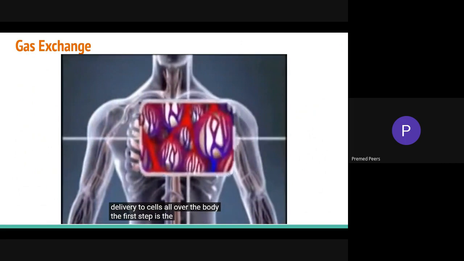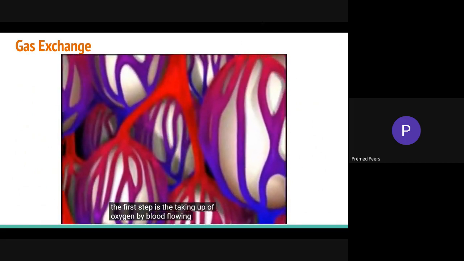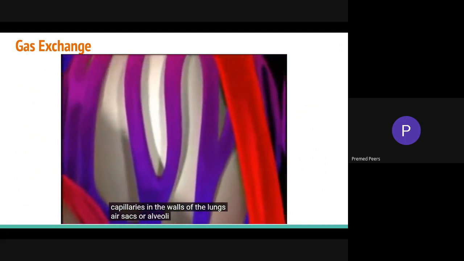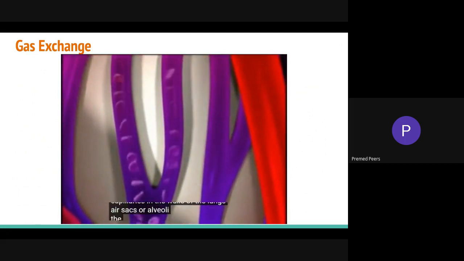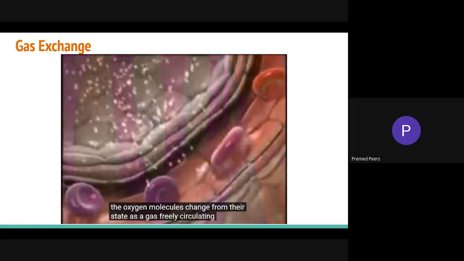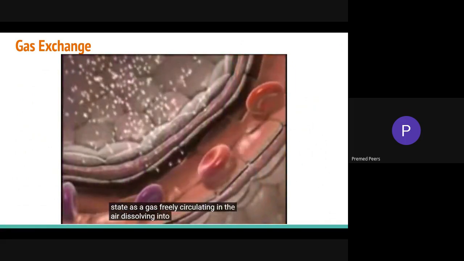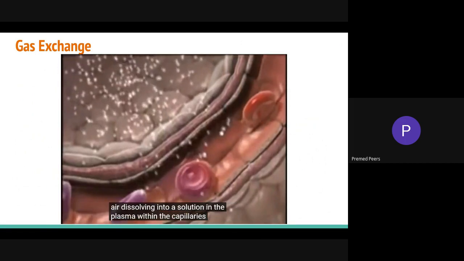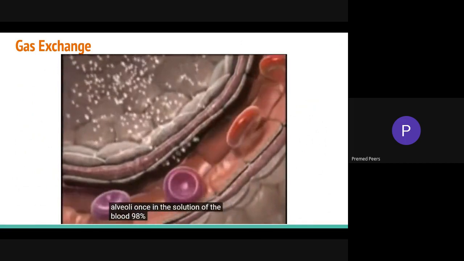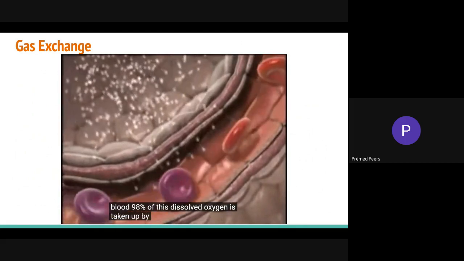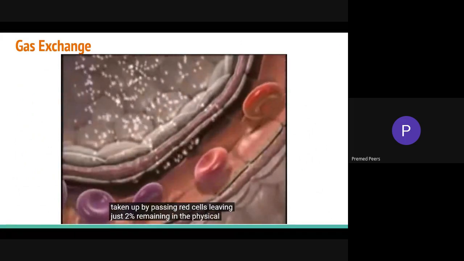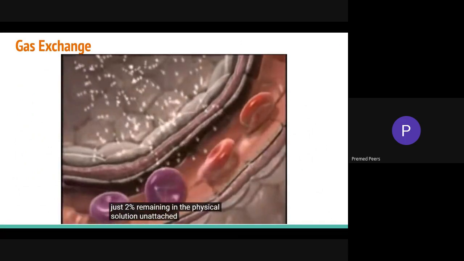The first step is the taking up of oxygen by blood flowing through fine capillaries in the walls of the lungs' air sacs, or alveoli. The oxygen molecules change from their state as a gas freely circulating in the air, dissolving into a solution in the plasma within the capillaries of the alveoli. Once in the solution of the blood, 98% of this dissolved oxygen is taken up by passing red cells, leaving just 2% remaining in the physical solution unattached.